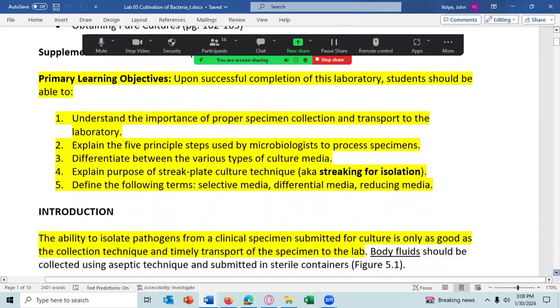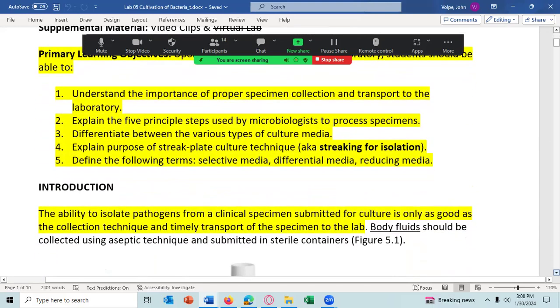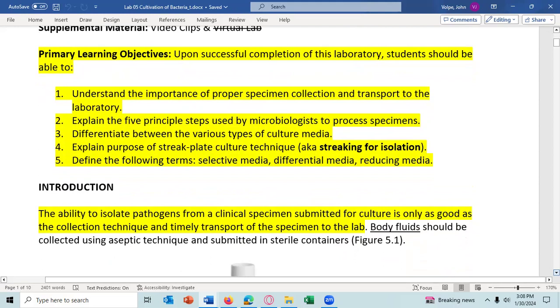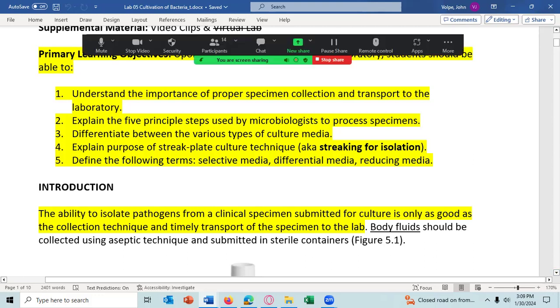The learning objectives for today's lab: 1, be able to understand the importance of proper specimen collection and transport to the microbiology lab. 2, explain the 5 principal steps used by microbiologists to process specimens. 3, differentiate between the various types of culture media. 4, explain the purpose of streak plate culture technique, aka streaking for colony isolation. 5, define the following terms: selective media, differential media, and reducing media. Any questions on what we're going to cover?